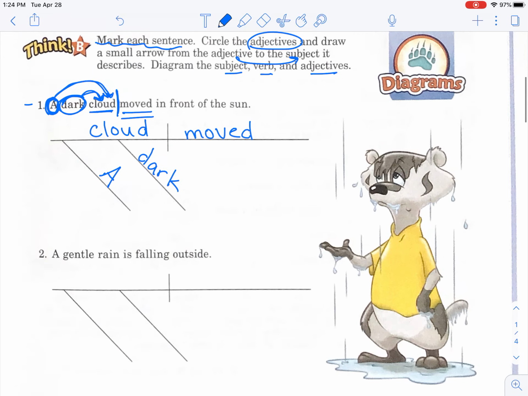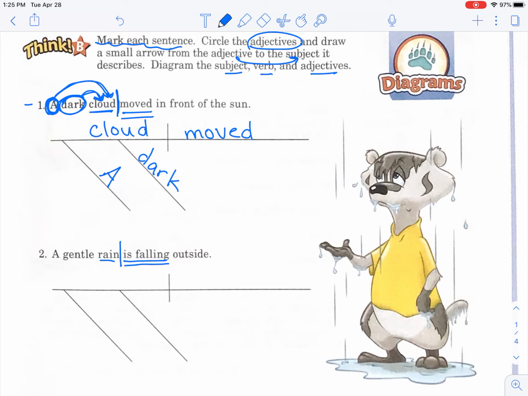Okay, the bottom of the page. A gentle rain is falling outside. What's falling outside? The rain. Ooh, what about is falling? That is a verb phrase. Remember that? Is is helping the word falling. It is falling. The rain is falling. So that is the whole verb phrase.